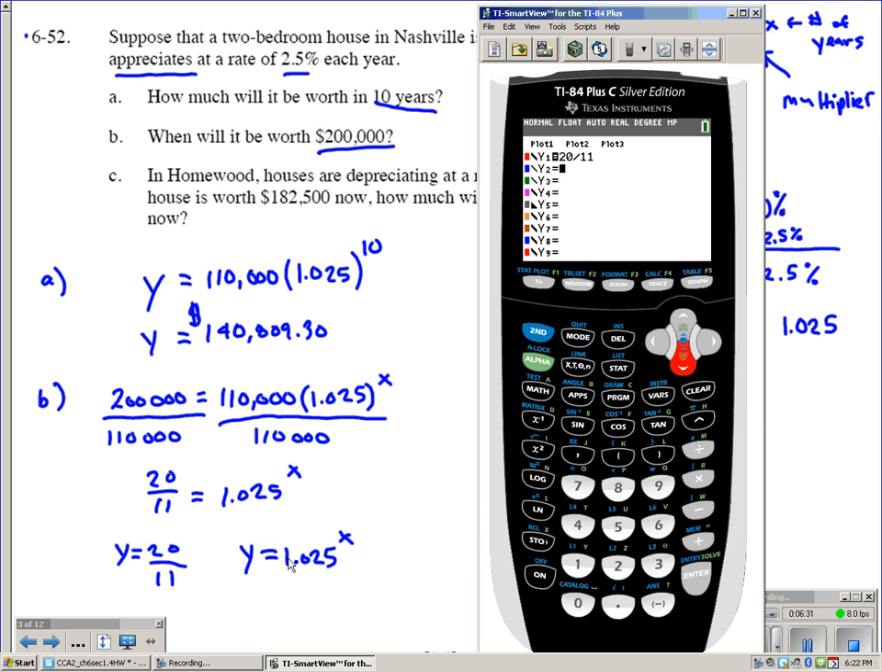For our second function, y equals 1.025 raised to the power of x. We graph it. There's our y equals 20 elevenths. Here comes our exponential function here. Now you see it's going up very, very slowly.